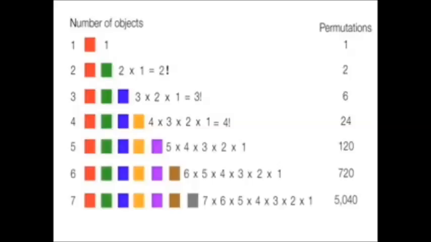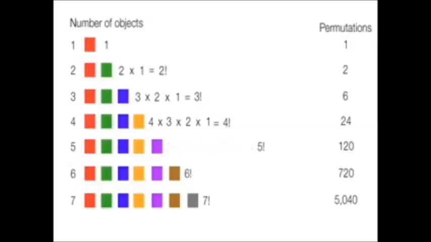And 5 times 4 times 3 times 2 times 1 is equal to 5 factorial. Again, this is shorthand notation, so you don't have to write this out every single time. And the last one, of course, is 7 factorial. So you might even see it written like this in your textbooks, or your professor does it this way.